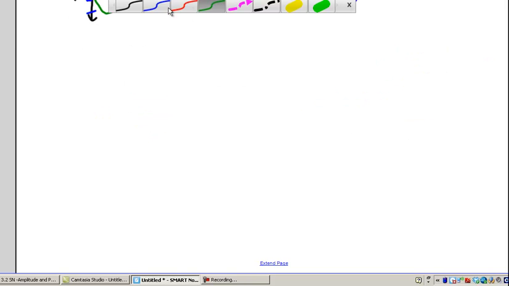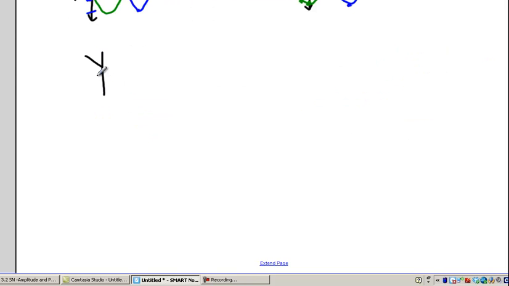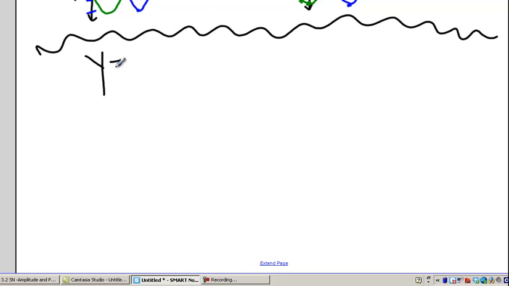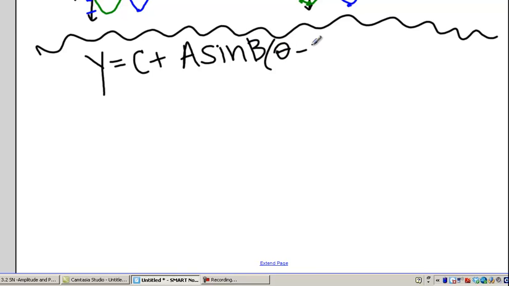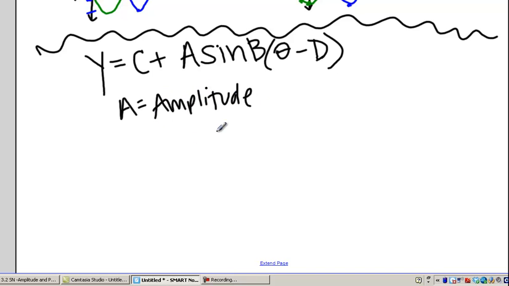So I want you to make a box, because this next part is important, or star it or highlight it. You've seen this before, but I think this will help. So A stands for amplitude. Again, we talked about this yesterday, so if you don't remember, write down that it stretches or compresses it vertically.